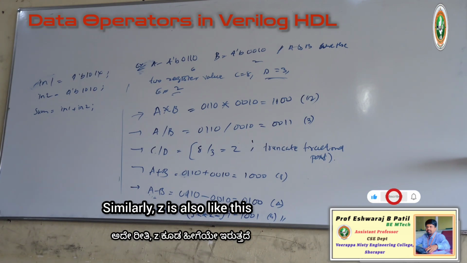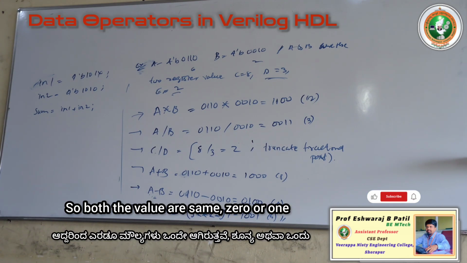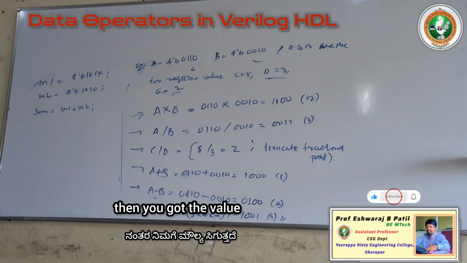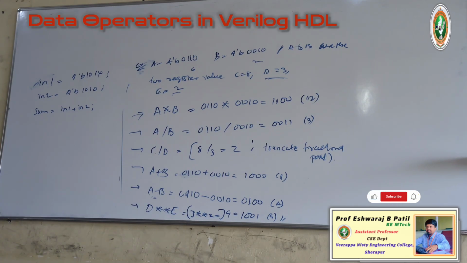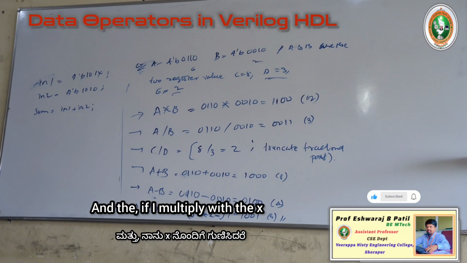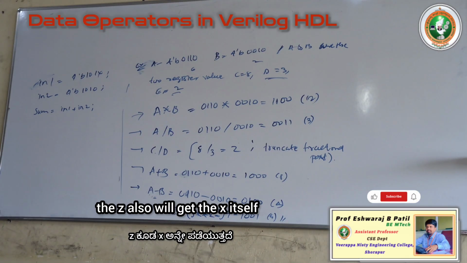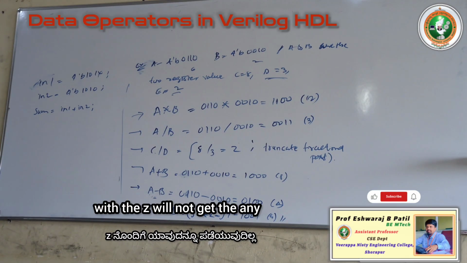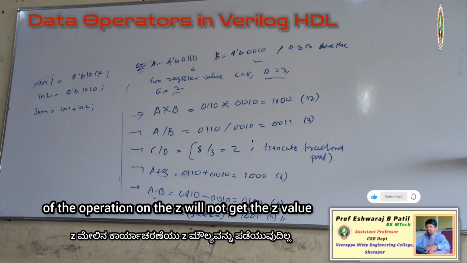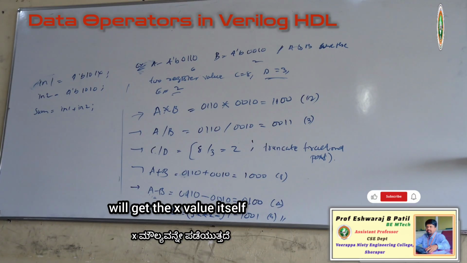Similarly, z is also 0 or 1, both values are 0 or 1. If I multiply any value x, and if I multiply x with z also, we will get x itself. Multiplying with z, we will not get any operation on the z, we will not get the z value. We will get the x value itself.